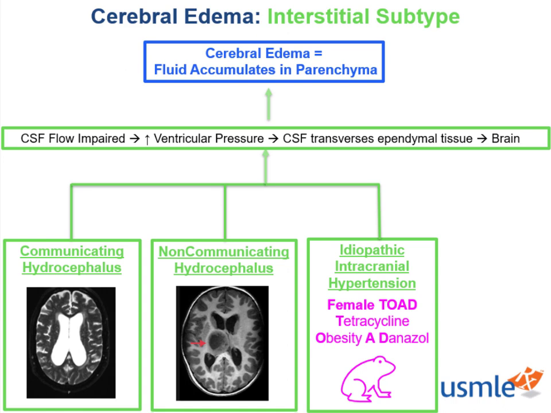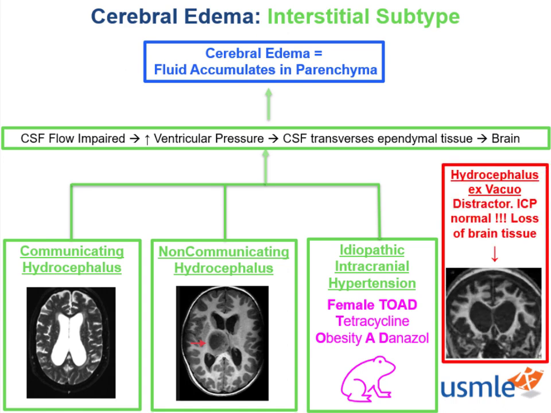Lastly, I want to mention hydrocephalus ex vacuo, which is not, I repeat, not capable of causing cerebral edema. This is often listed as a distractor for answer choices. In this condition, intracerebral pressure is normal, and the ventricles only appear large and stretched out because brain tissue is missing. It is atrophied due to neurodegenerative conditions such as Alzheimer's or Huntington's disease.